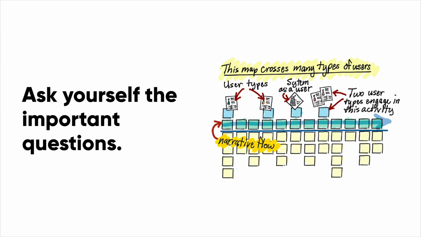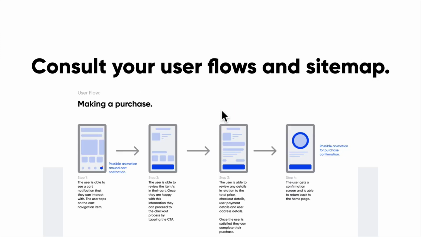And consult your old artifacts. Right here, I have a story map, and definitely go back to the story map if you have one to really consult user stories and requirements so you can understand what will be on every page. We even did user flows as well, and we're going to get into that right now. So consult your user flows and your sitemap.